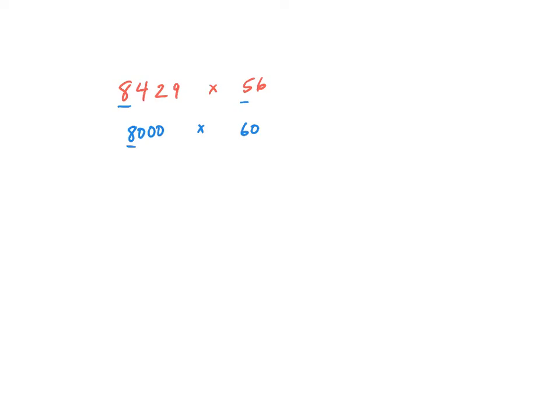So my extended multiplication fact is 8 times 6, which is 48. And I have 1, 2, 3, 4 tens in the problem. So I'm going to have 4 tens in my solution. So my magnitude estimate is 480,000.